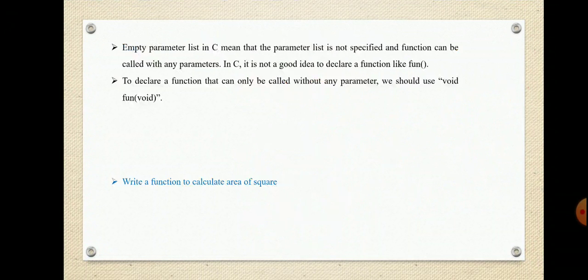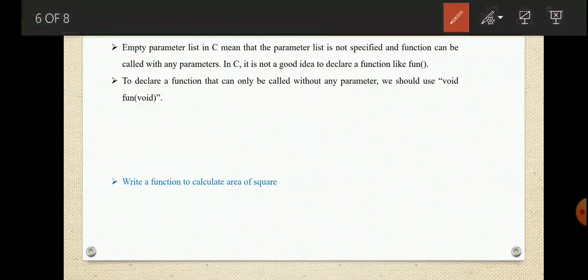Okay, moving to the next point. Some important points: an empty parameter list in C means that the parameter list is not specified, and the function can be called with any parameters. I have already explained this.